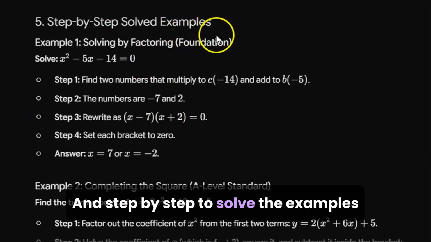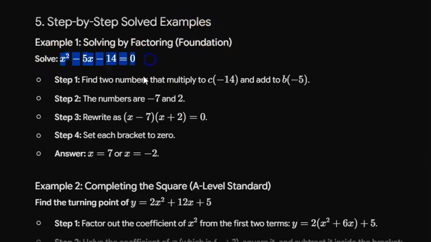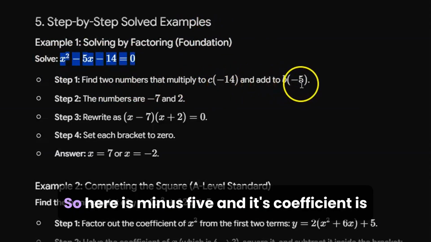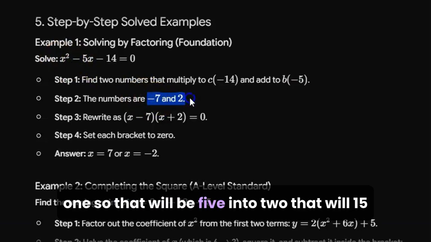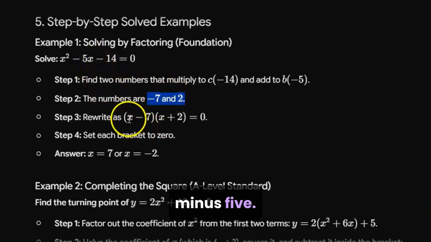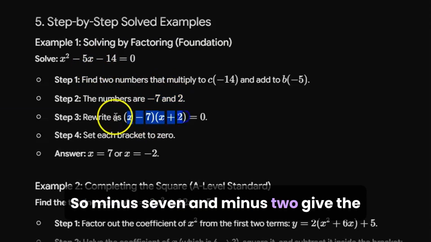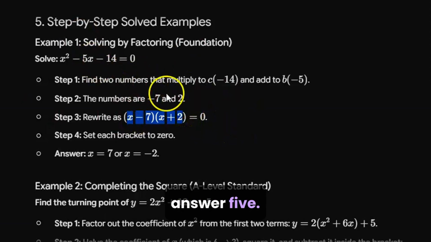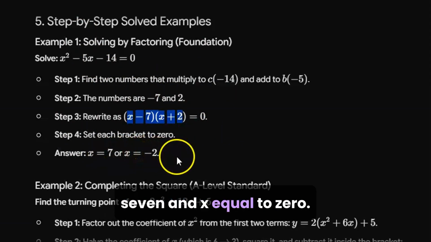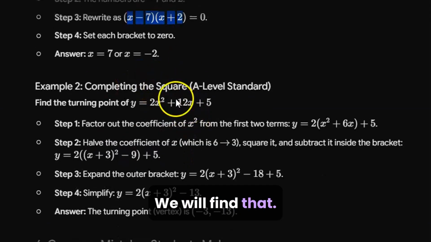Now step by step to solve examples like this one: finding the numbers that multiply to give -14. Here the coefficient of x² is 1, so the numbers multiply to -14 and add to -5. So -7 and 2 give the sum -5. So this is the equation, set each factor equal to 0, and we will find x = 7 and x = -2.